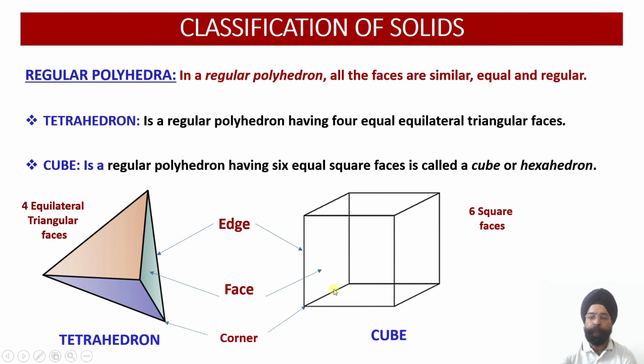So if a cube is tilted in any orientation, it will be resting either on the edge of the base or it will be resting on the corner of the base. Similarly, the tetrahedron, if it is tilted in any orientation, it will be resting either on the edge of the base or on any one of the corners of the base. So this basic terminology we need to remember.